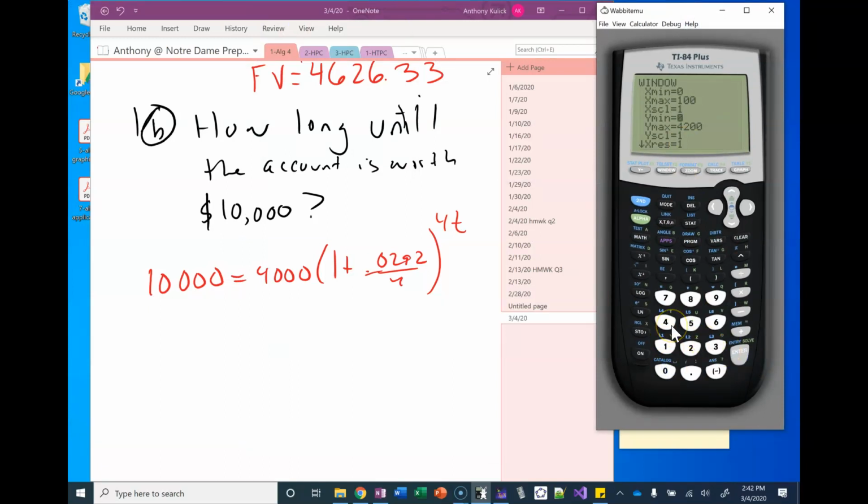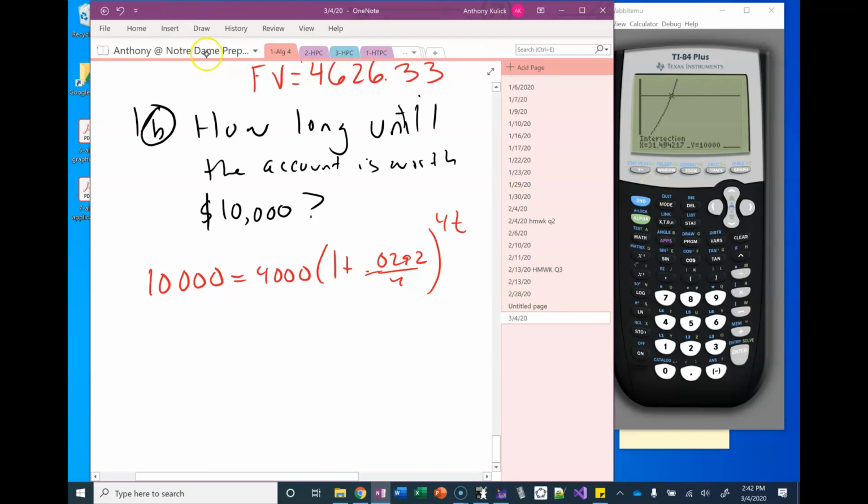What's the minimum value for this bank account? 4,000. And the maximum, I'm going to pick something bigger than 10,000 so I can see where the intersection happens. So I maybe pick 12,000 or something. I just want to pick something bigger than 10. So there's my compounding interest curve. And here is my 10,000 curve. So there's my intersection right there. So second, trace, intersect, enter, enter, enter. And it happens after 31.49 years.